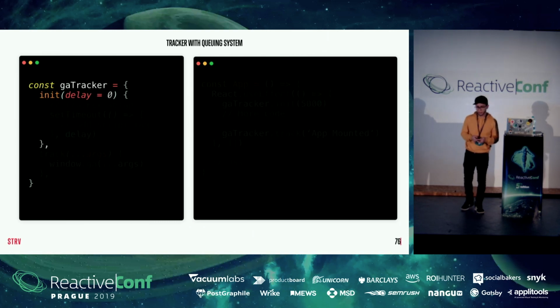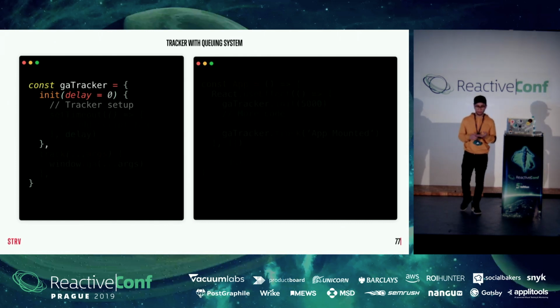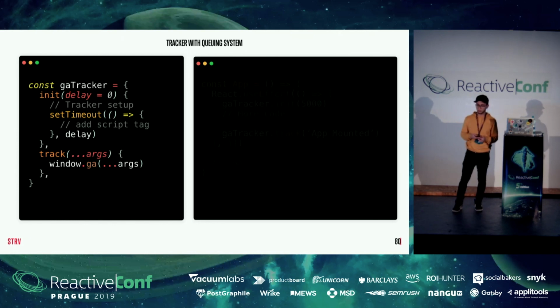We create an object like this, and we put inside an init function that takes a delay. The first thing we do is put the part that was responsible for adding that global function here. And with that, we have the function and the queue. The second thing is, inside a setTimeout, we put the other part, the part that adds the script tag. And then we just have a helper function to help us track the events.